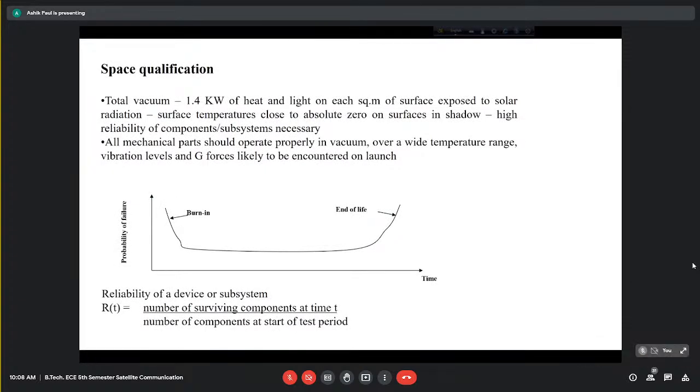Because the space environment is so hostile, naturally, the temperatures are high, and sometimes during the eclipse period, you can have temperatures almost close to absolute zero, and it's vacuum. So all these put a severe limitation on space qualified components, and as a result, space qualification is a very tough test for any component or subsystem manufacturer to pass.